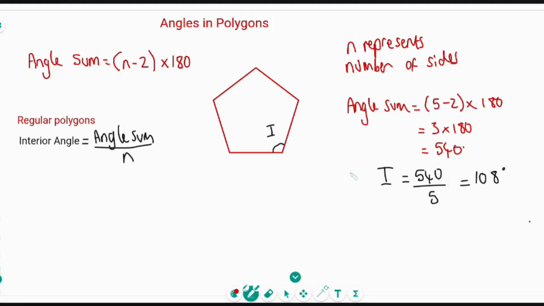Okay, what about the exterior angle? The exterior angle is on the outside. You've got to draw a straight line off of your shape, off of your corner like this. This is your exterior angle. So what most people notice first is that the interior angle and the exterior angle add up to 180 degrees. Let's write that fact down.